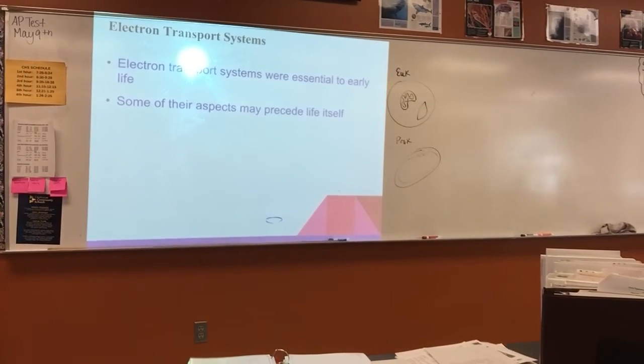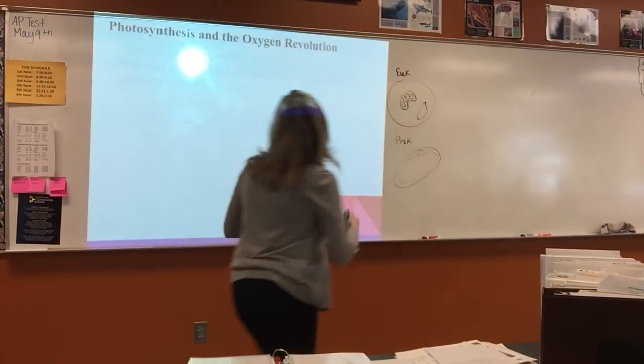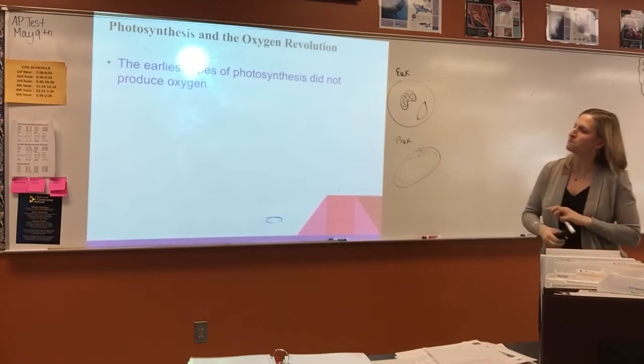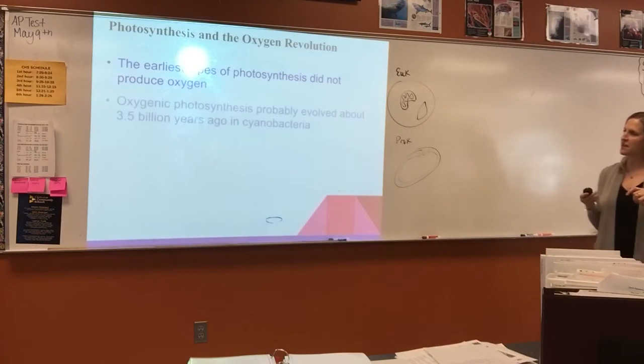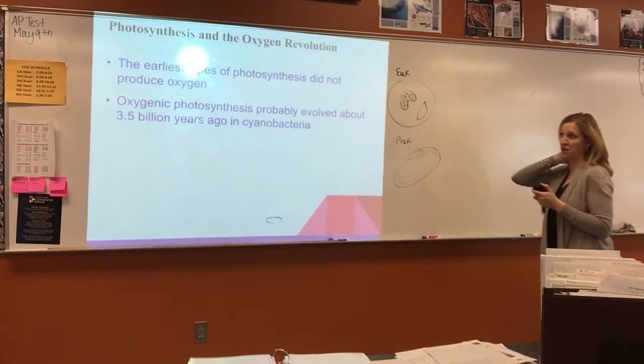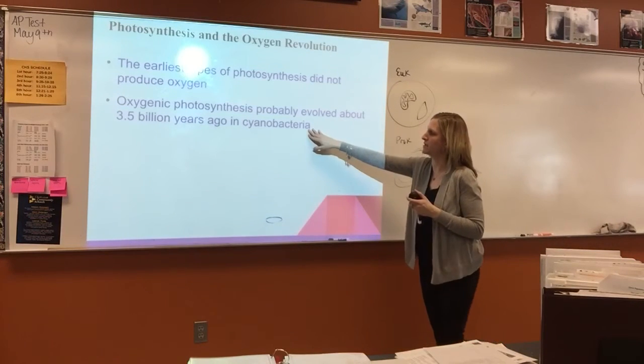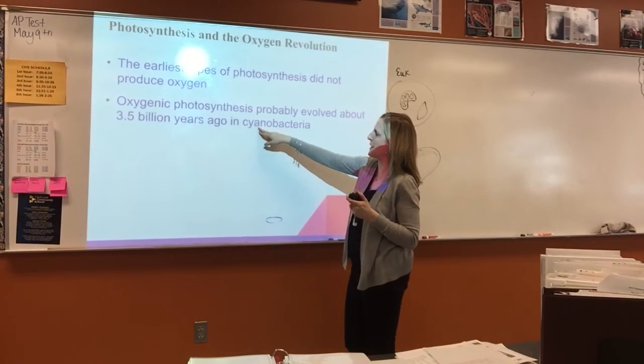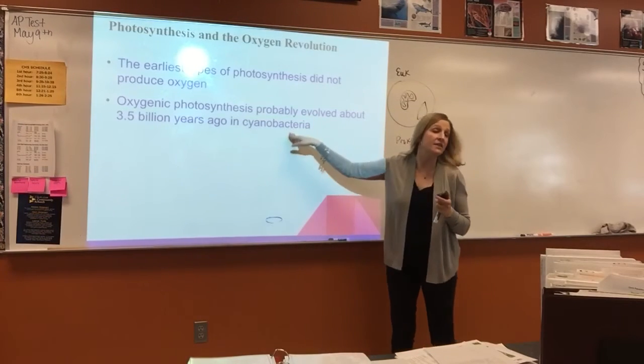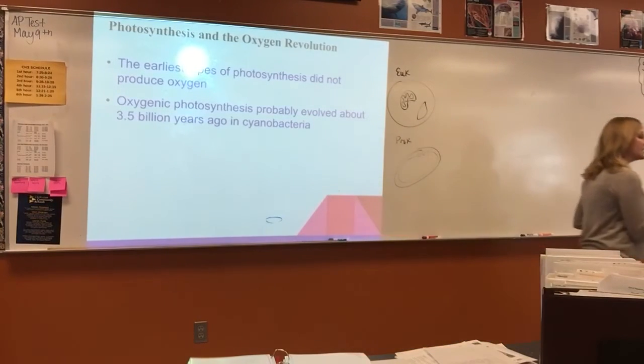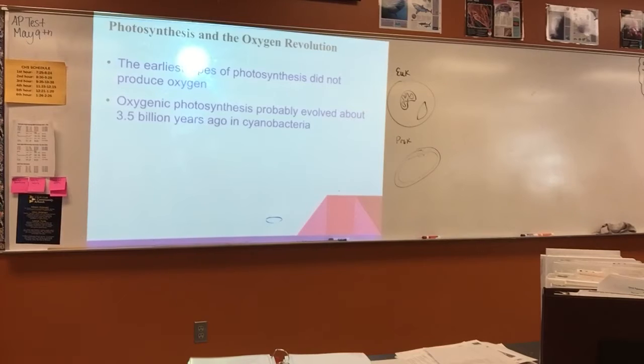Okay, got it. And so, photosynthesis. When photosynthesis first came about, it's thought that it evolved in a type of bacteria called cyanobacteria. This bacteria is still around today. It can actually produce oxygen through photosynthesis, so it's a photosynthetic bacteria. So not only plants can do photosynthesis.